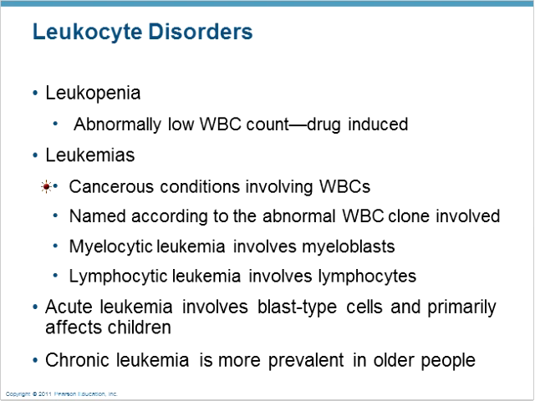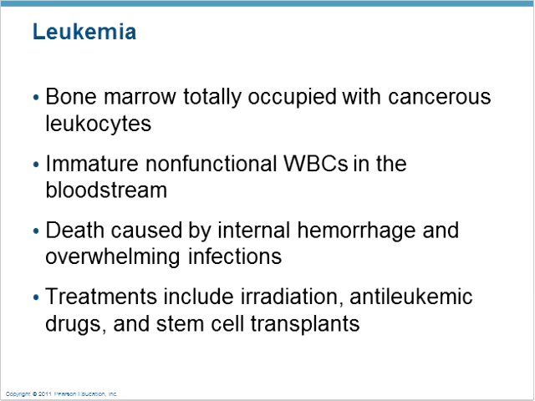Leukemia is a cancer, and the leukemia is named according to the abnormal white blood cell clone involved. Myelocytic leukemia involves myeloblasts. Lymphocytic leukemia involves lymphocytes. Acute leukemia involves blast-type cells and primarily affects children overall. Chronic leukemia is more prevalent in older people. So acute leukemia is more common in children. Chronic leukemia is more prevalent in the oldsters.